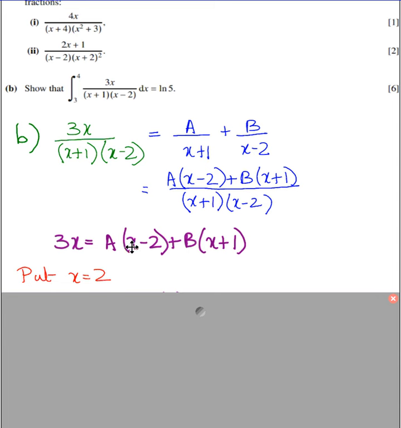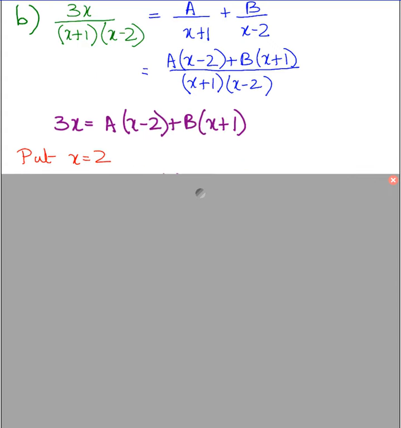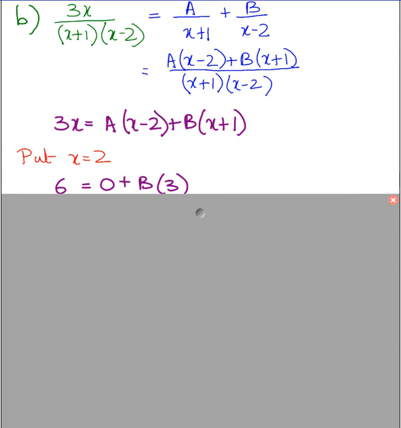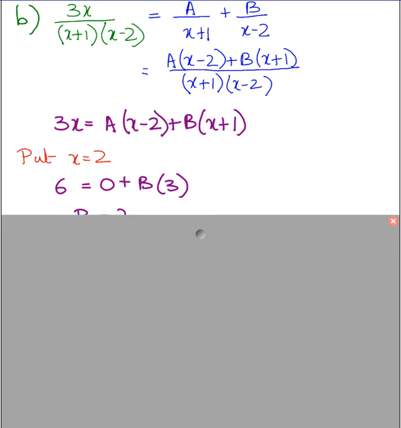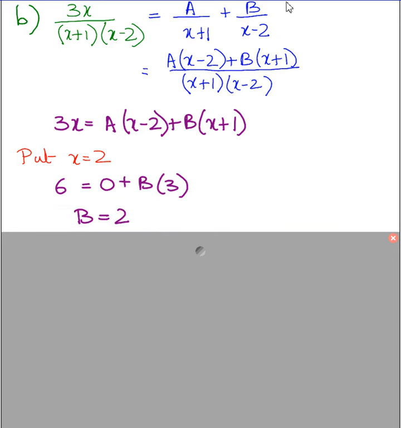So if you see here, if I put 2 here, it will become 0. And if I put -1, it will become 0. You can take any value, but if you take those particular values which will turn one of these terms 0, then your calculation will be faster, right? So I am putting x equal to 2 in this whole identity, and it will help me to get the value of b. So I got b is 2, which I will write here a little later.